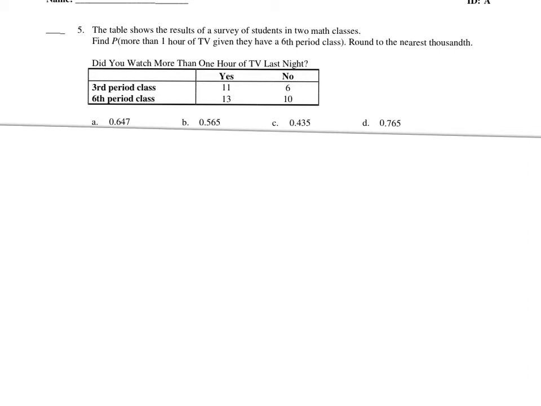All right, next up here, we got another conditional probability. It says given that they have a 6-period class. So I'm only looking at the 6-period class, folks, so I know my denominator is 23. And then the 1 hour or more of TV is just going to be this one right there, the 13. I'm still restricted to that same category.